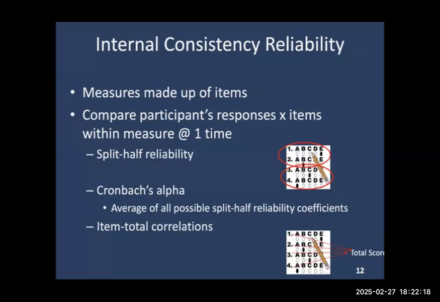So if you hear something about Cronbach's alpha, again, we're looking at a 0.8 correlation or higher. Then we're talking about internal consistency reliability. So we have test-retest reliability. Now we have internal consistency reliability, and the term you want is Cronbach's alpha.